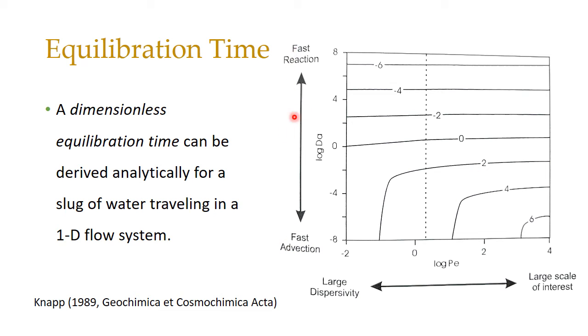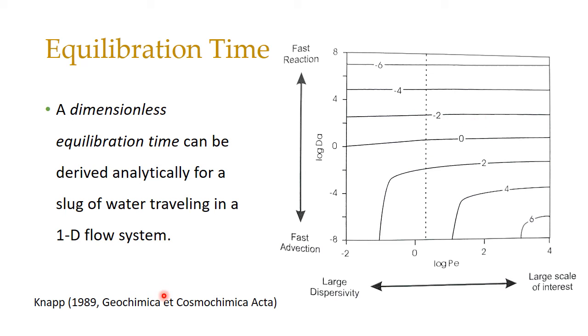But just double check the ends of these axes. Here's fast reactions. Here's fast advection. And here is a large dispersivity, and here is a large scale of interest, or large advection in the Peclet number. Okay, so Peclet, Damkohler. And just to remind you, if the log of the Damkohler number is 0, that means the Damkohler number is 1. So this going across here is the cutoff between fast reactions and fast advection. If you want to use equilibrium reactions, you want to be in the upper part of this graph, and then you can think about where you are in here.